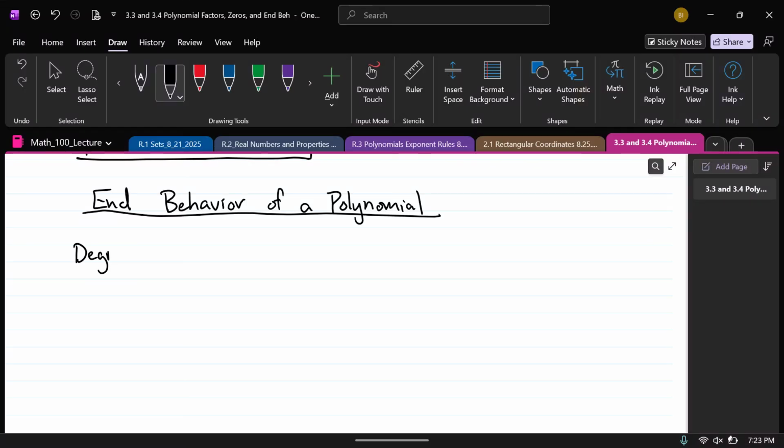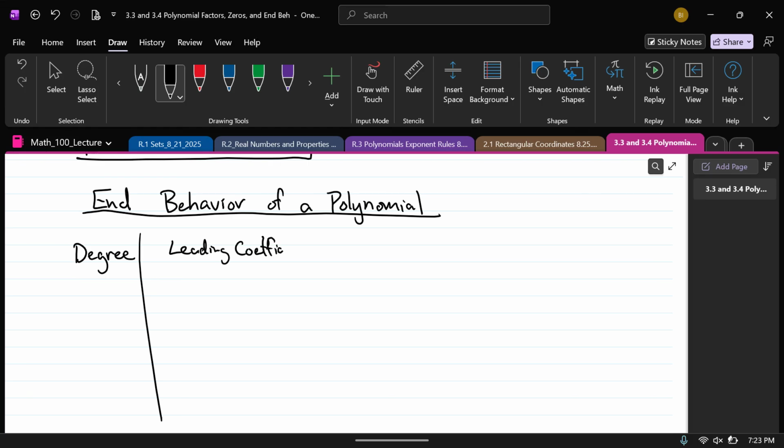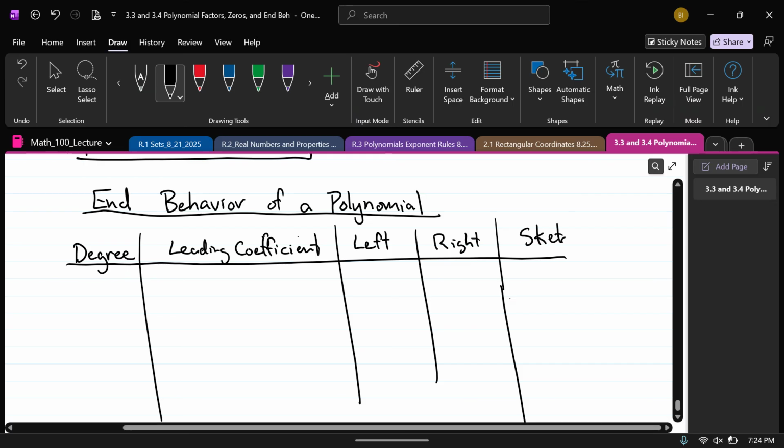So I'm going to make a little chart here. We got the degree. That's our first column. We got the leading coefficient, spell coefficient correctly, in the second column. Then we got the left side. We got the right side. And then I'm going to draw a little sketch over here, and just a small picture.